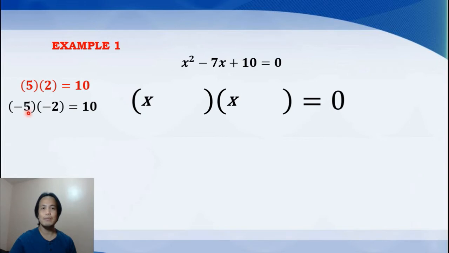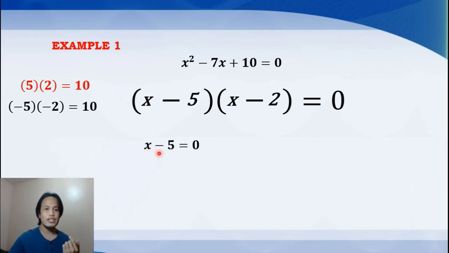This is negative 5 times negative 2. So we can write here negative 5 and negative 2, or we can have x minus 2 times x minus 5. So these are now the factors of this trinomial: x minus 5 times x minus 2 equals 0. The next step is to equate each factor to 0. We have the first factor, which is x minus 5, and we equate that to 0.